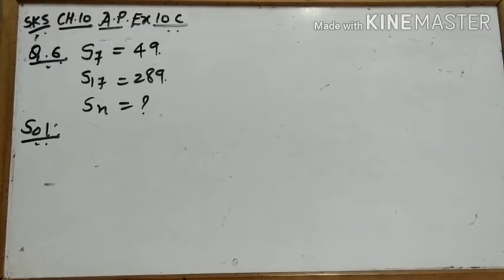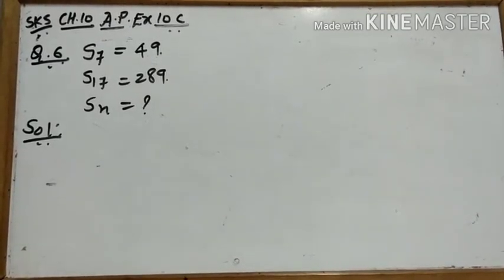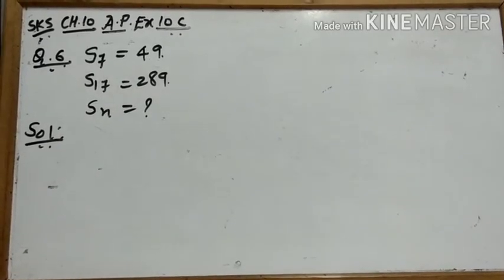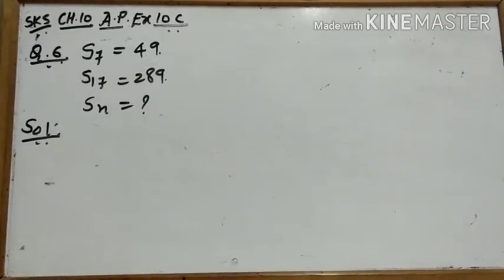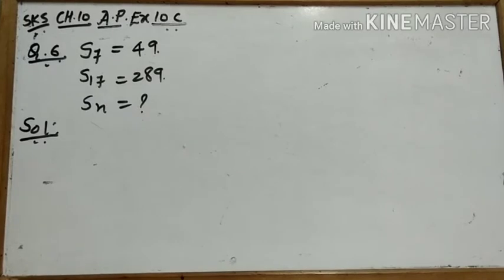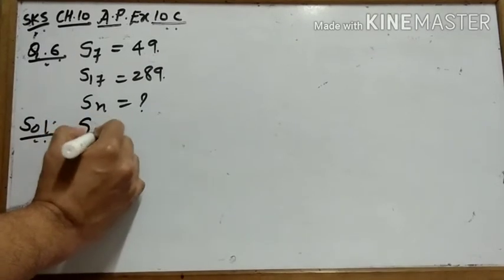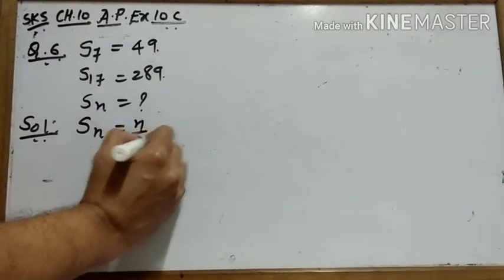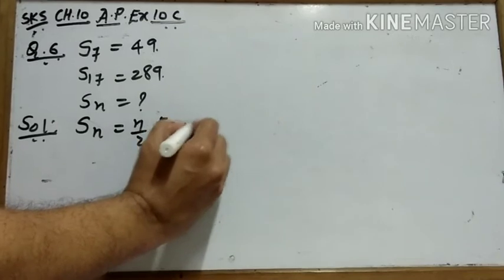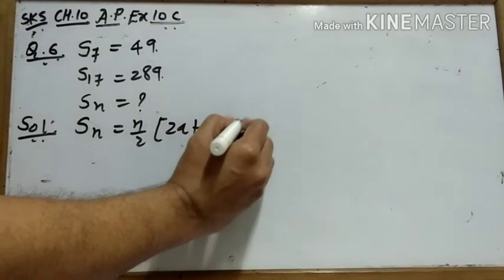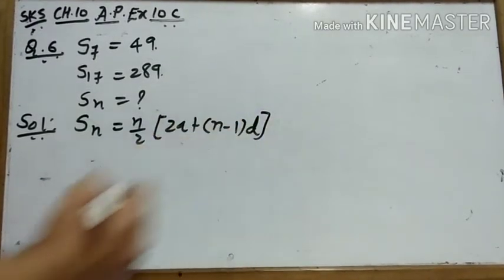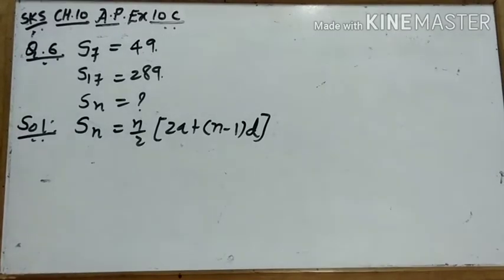Question number 6 says that the sum of 7 terms of an AP is 49 and the sum of 17 terms of the same AP is 289. We are supposed to find out the general formula for finding the sum of those numbers. Now, again, you have to make use of linear equations in two variables. The Sn formula I know as n by 2, square bracket open 2a plus (n minus 1) d, bracket closed.